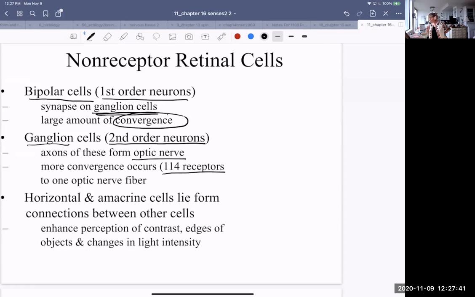There's other smaller, but very instrumental for vision cells called horizontal cells and amacrine cells, and they form connections right there in the retina. So right in the retina, what you're seeing is already being processed with respect to contrast, edges of objects, and changes in light intensity. So I'll show you how it changes when we talk about the cycle when light hits the cell.